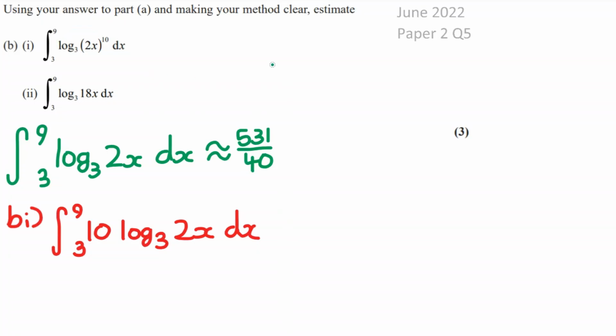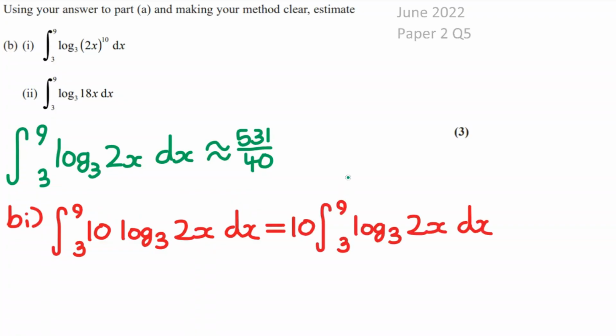So therefore this is now going to become the integral between 3 and 9 of 10 log base 3 of 2x. And if you really want to, what you can also do is take this 10 out of the integral like this here. And what's key about this is if you compare this to what we did in part A, so this is what we did in part A, now we've got the exact same log here, but now we've got a 10 in front of it.